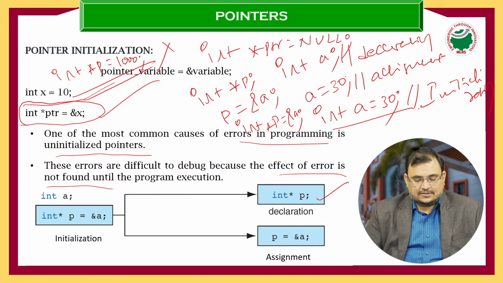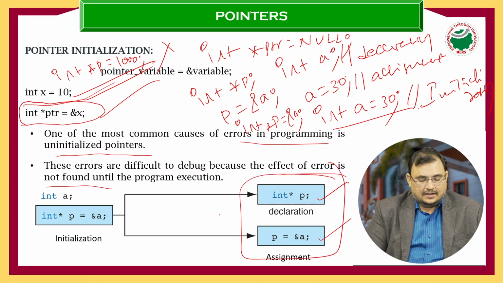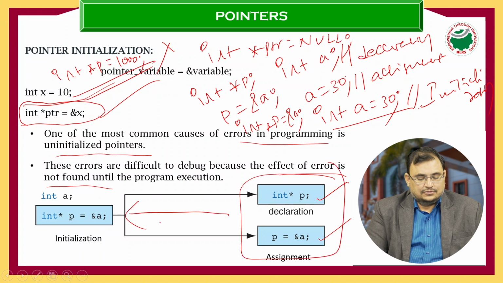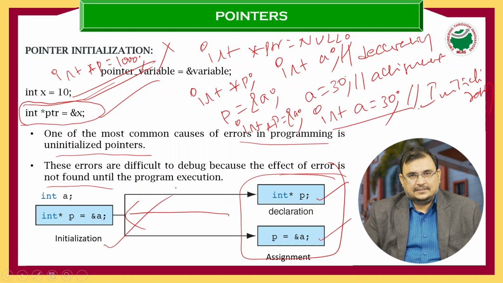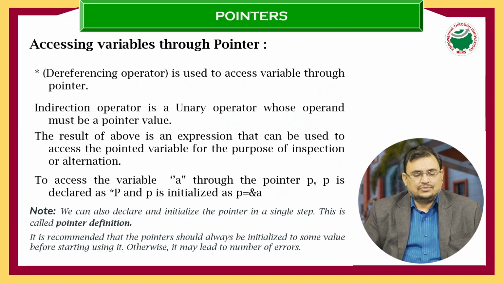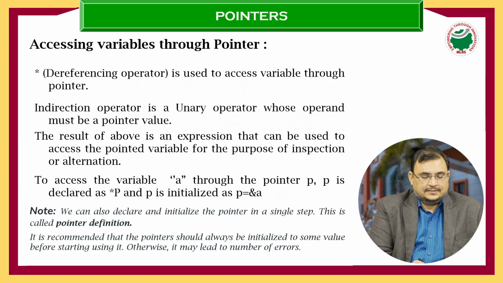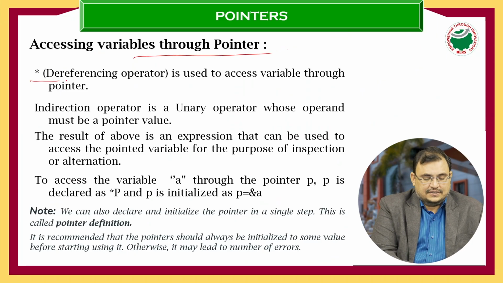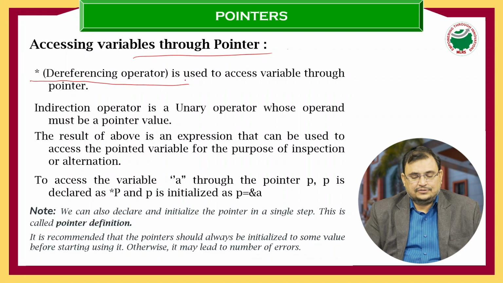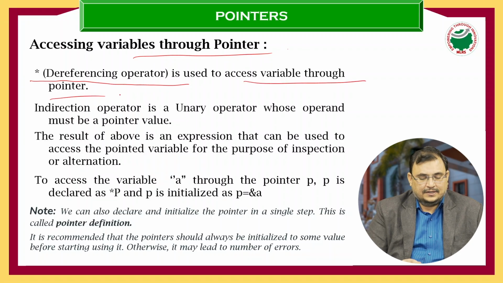int *p is called a declaration, and p = &a is an assignment. Both of these are done using a single statement: int *p = &a, which is called initialization. So that is all about pointer initialization. Next, accessing a variable through pointers. Here the dereferencing operator, or indirection operator, is used to access a variable through a pointer.